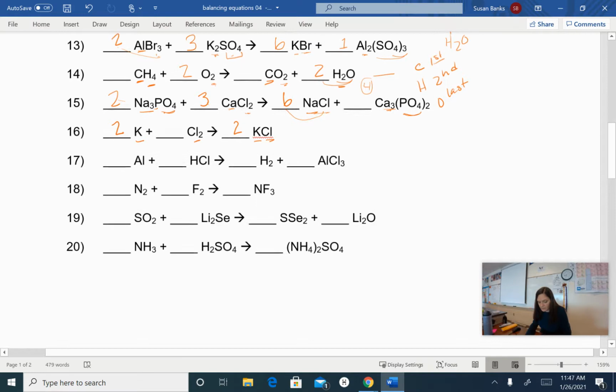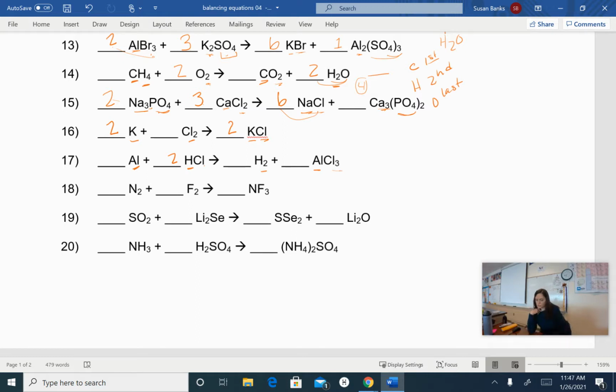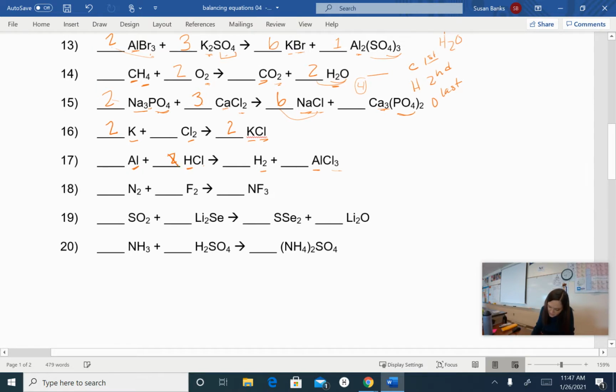Okay, number 17. Let's look at aluminum. I've got 1 aluminum, 1 aluminum. I've got 1 hydrogen. I've got 2 hydrogens. So let's multiply our hydrogens. That will give me 2 chlorines, but I've got 3. How do I make 2s and 3s match up? Oh yeah, 6, right, is the least common denominator. So I need 6 chlorines. So I'm going to cross that out and put a 6 here.